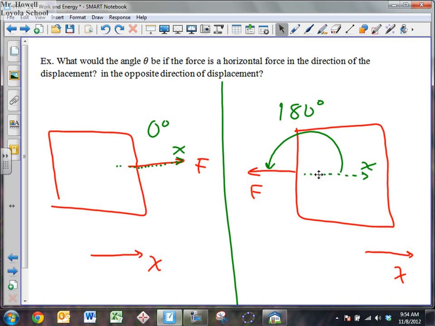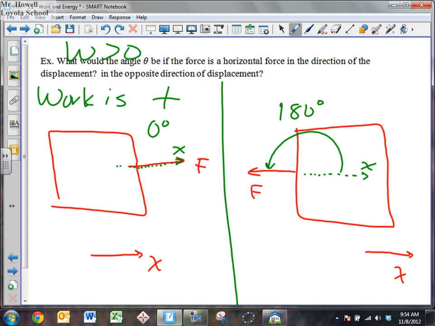So, the force and displacement are in the same direction. And we have a cosine value of 0 degrees, which comes out to be +1. So when the force and the displacement are in the same direction, work is positive. Or, how would I write that? Work is greater than 0.